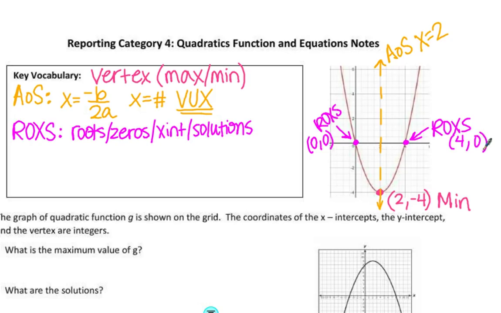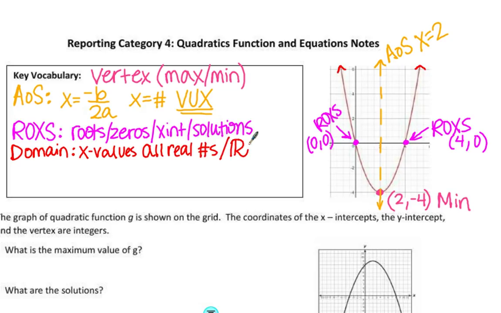All right, then we could mention our domain. Domain is talking about our x values, and if you remember, for our quadratics, this thing is going to go on and on forever and ever to the left and right. So 99% of the time, the domain for our quadratics is going to be all real numbers. Remember, this is just a fancy way to write all real numbers. All right, then we have our range.